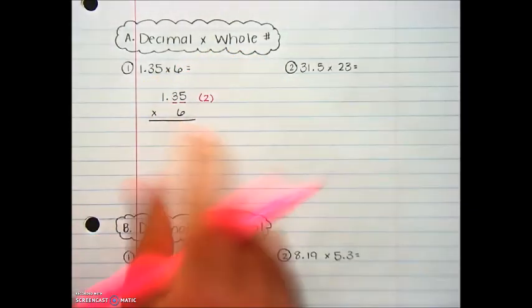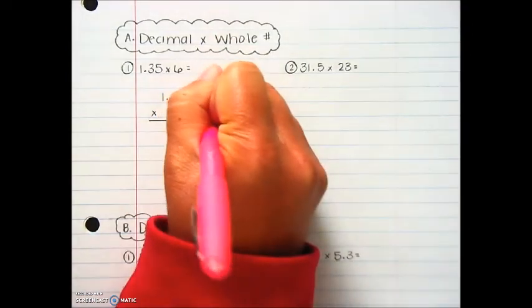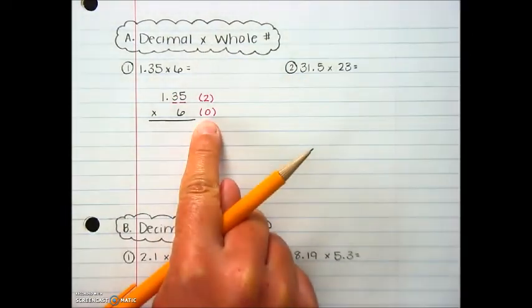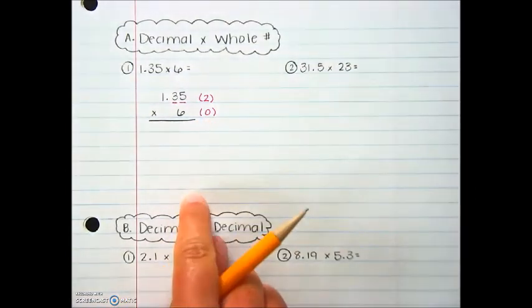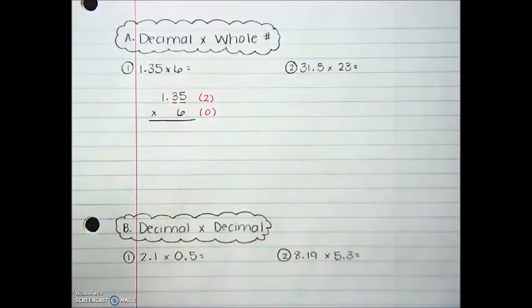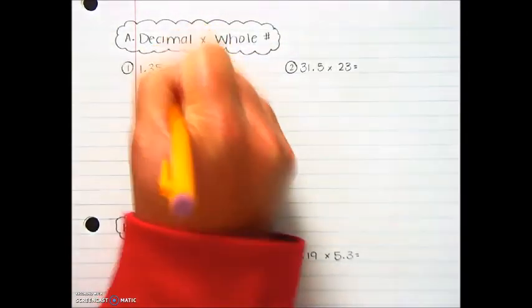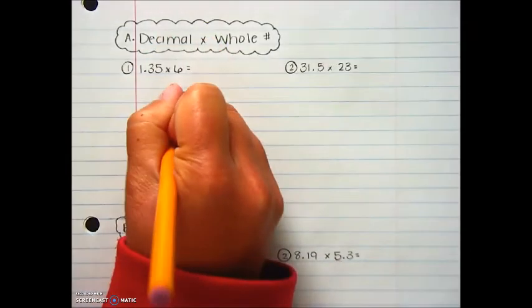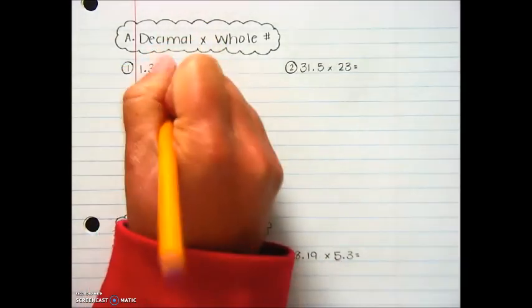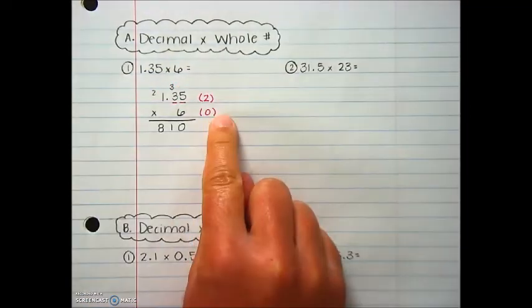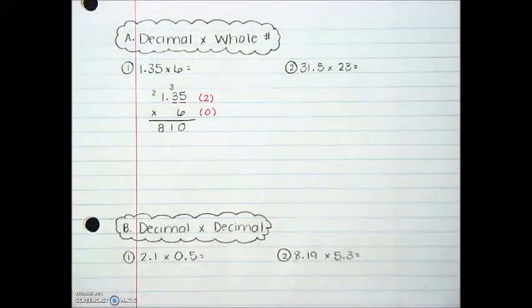But in my second factor of 6, I don't have any. So I'm going to keep those in parentheses off to the side, just as a way to help me when I'm done. But right now I'm going to multiply as if there was no decimal point in this question. So 6 times 5 is 30. 6 times 3 is 18, plus 3 more is 21. 6 times 1 is 6, plus 2 is 8. Now here's where these two numbers in parentheses help us.